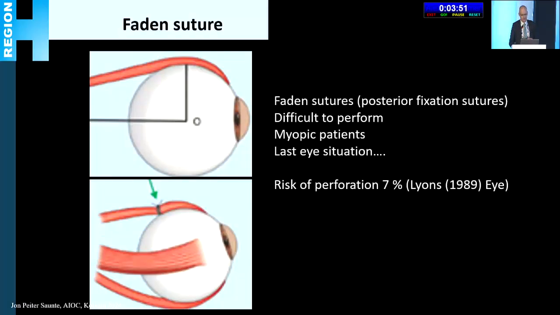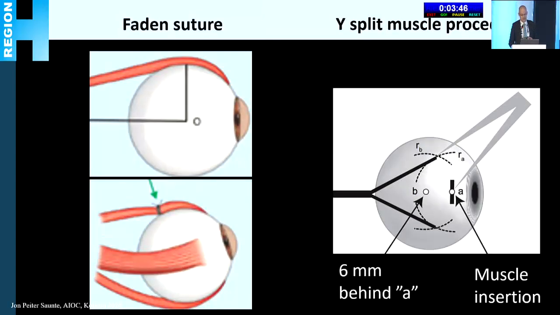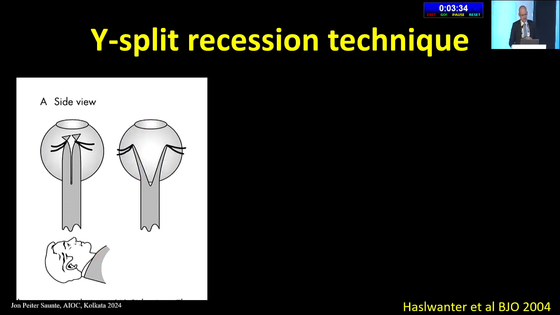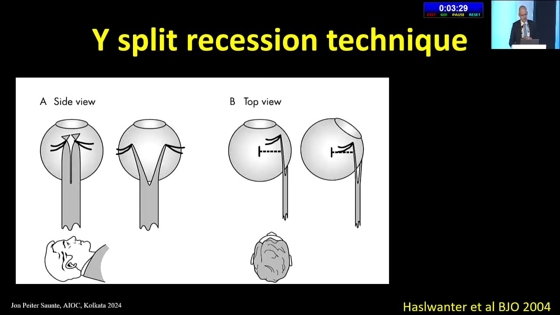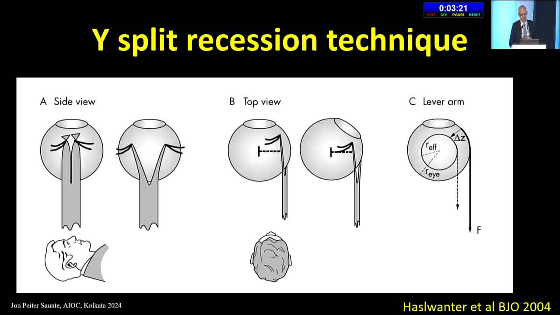Faden sutures may be difficult to perform, and there is a risk of perforation if you do this to the sound eye of the patients, and not all the patients want us to touch the good eye. Another way to solve this is to use a Y-split technique, which does the same as a Faden suture, but is much safer. And this was described by the group in Austria 20 years ago. The principle is that by splitting the muscle and suturing to the side of the insertion, you actually reduce the torque. So the lever arm is shorter and the torque in that direction of pull is less.